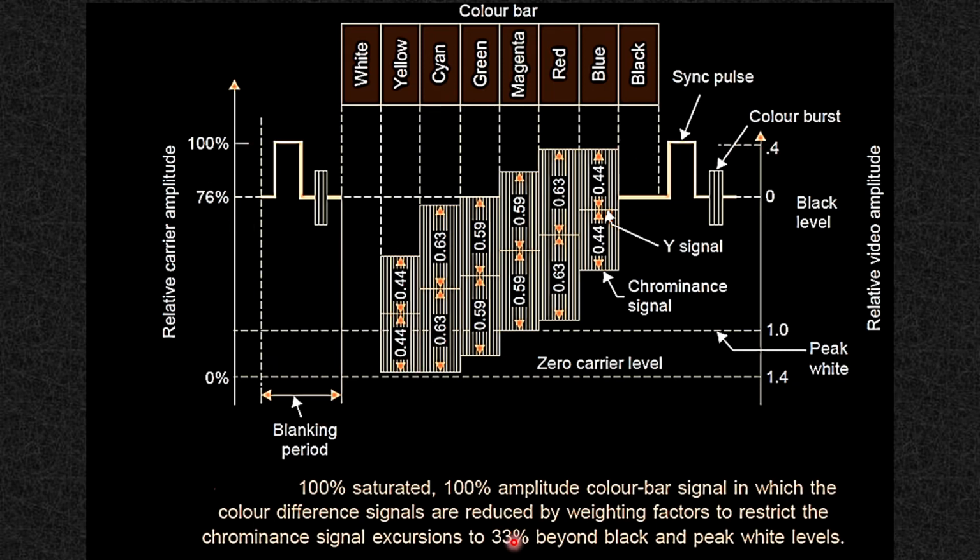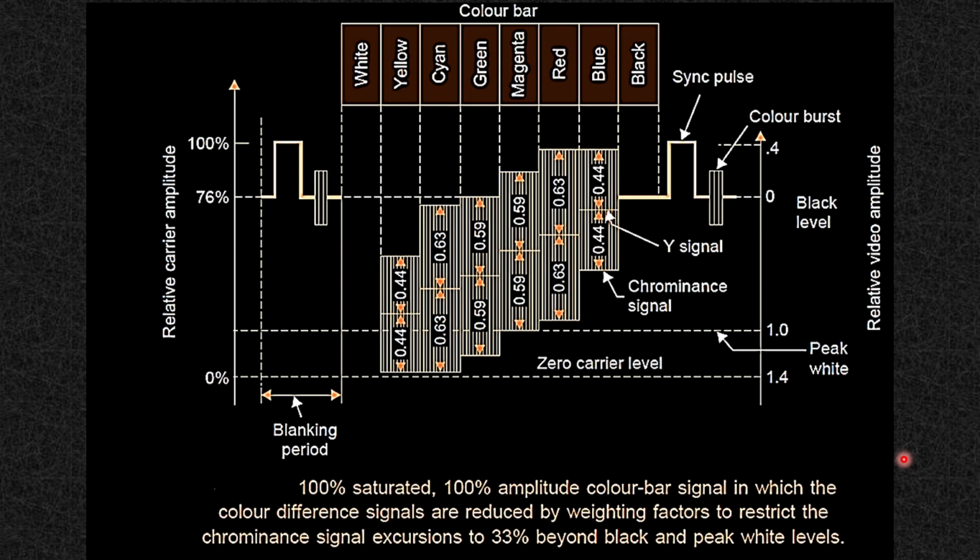So 100% saturated, 100% amplitude color bar signal in which the color difference signals are reduced by weighing factors to restrict the chrominance signal excursion to 33% beyond black and the peak white levels. तो आपका ये peak white है, आपका ये peak black है, उसके beyond 33% they are allowing, but not more than this one. ठीक है, so you can see this is something which we have done to avoid the over modulation, to avoid exceeding the range from 0% to 100%, and this concept is very much important, which is called the weighing factors.